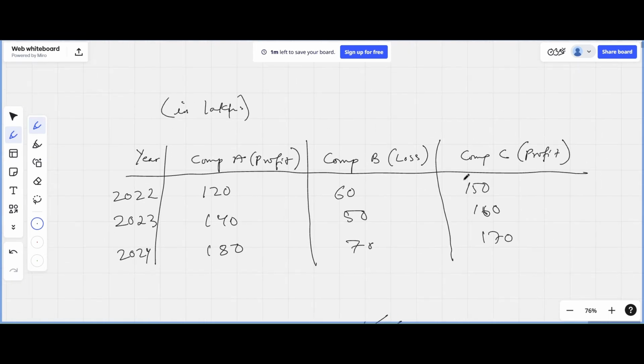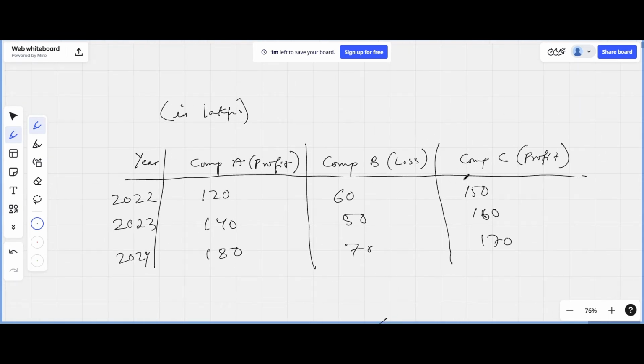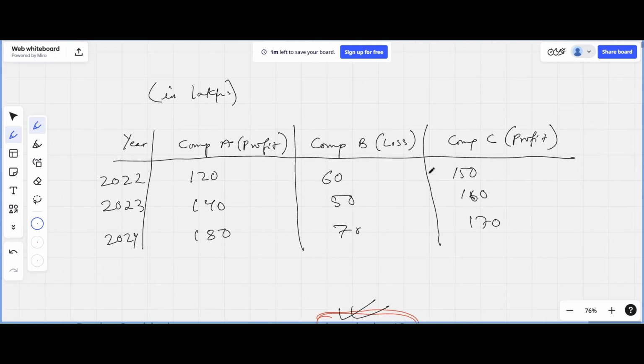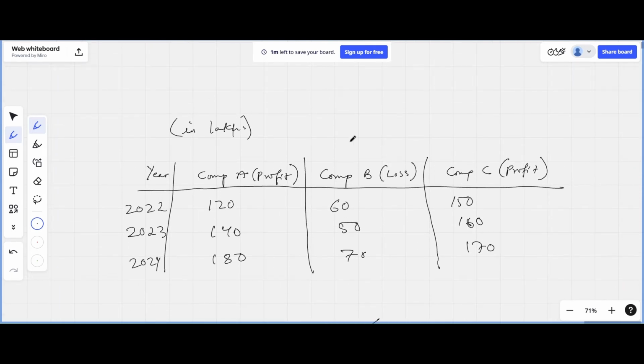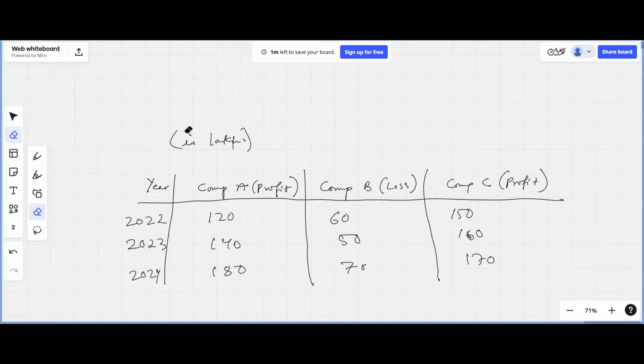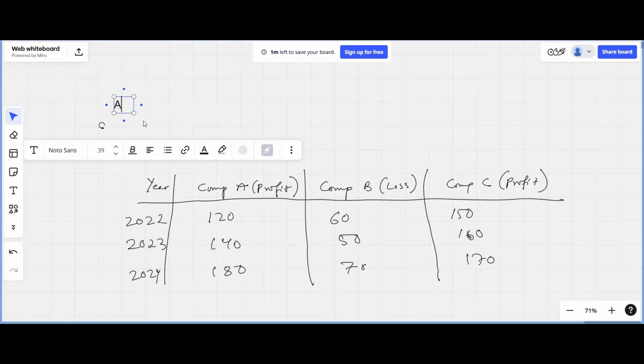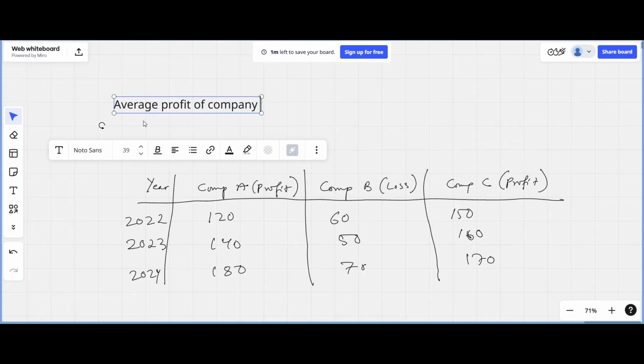See, it's very advanced now. So the first question will be: what is the average profit of company A in 3 years? Can you find it out? Average profit of company A in 3 years. I'll give you 2 minutes.